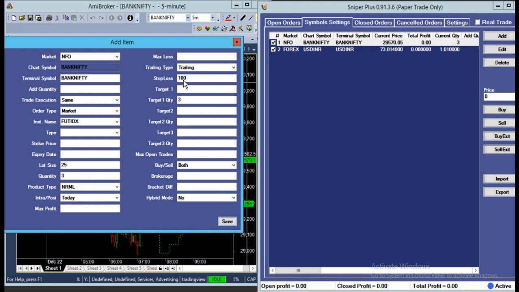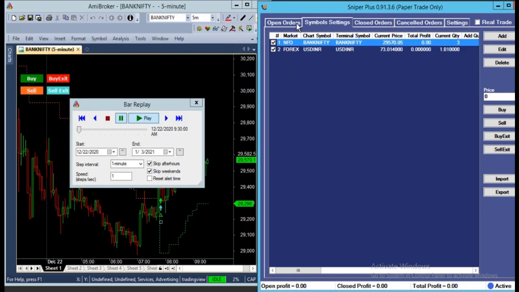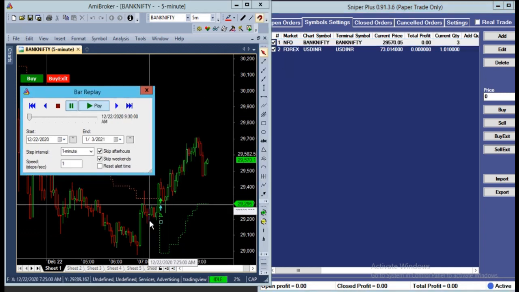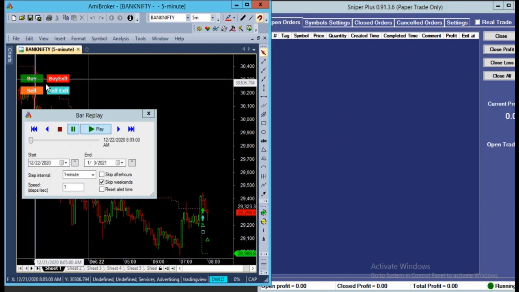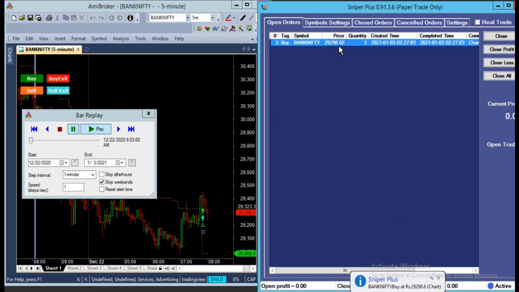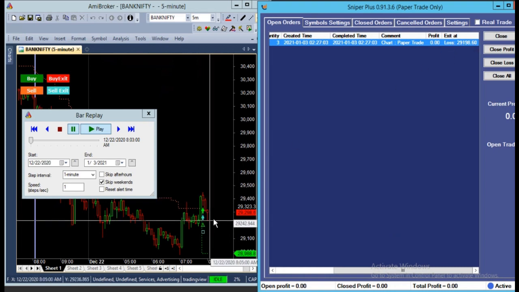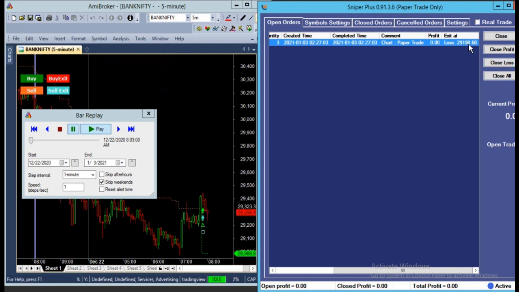Let me explain these things with the chart. Here we need to take a buy first. So come to the chart, open order, click on buy. Now we took a buy. The exit price is 29,198. When the market goes up, the stop loss will also go up. When the price comes down, the stop loss remains the same.